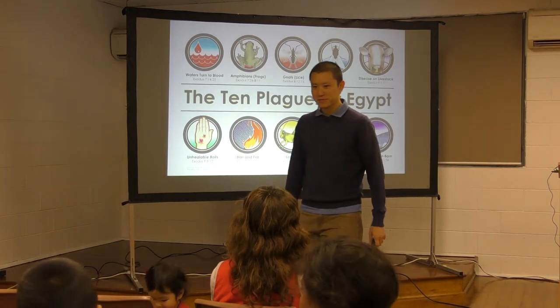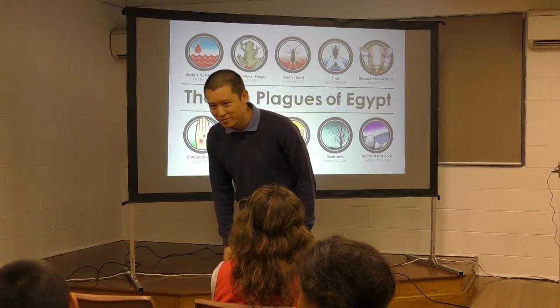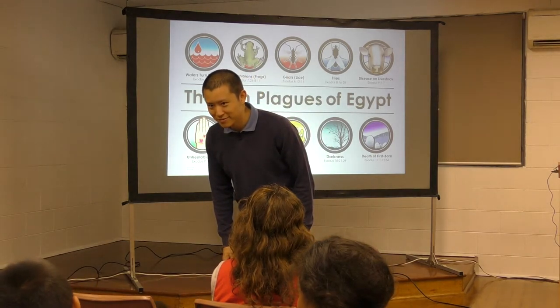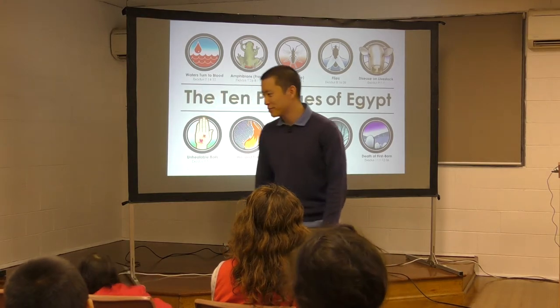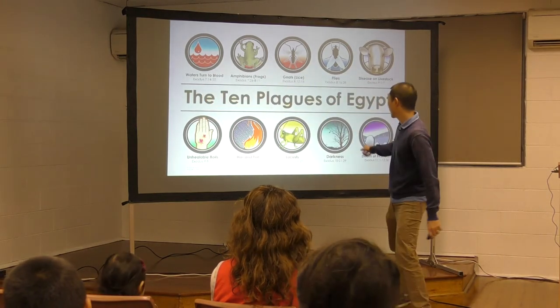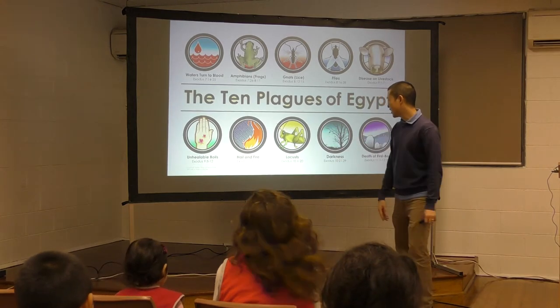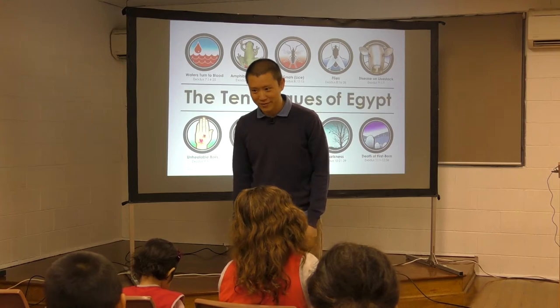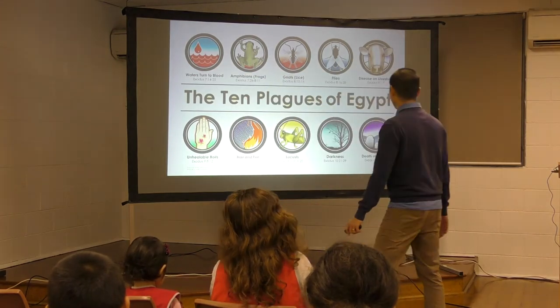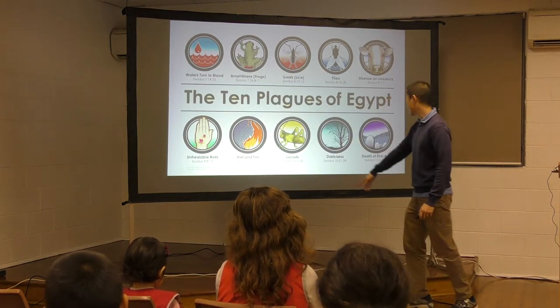I do know the last one, but I was trying to tell you that full darkness is called a total eclipse. Well, this one was a little bit different because it's not an eclipse of the sun. This was God actually sending a supernatural darkness throughout the land, even during the day. So it's not when the moon blocks the sun. This was a different type of darkness.